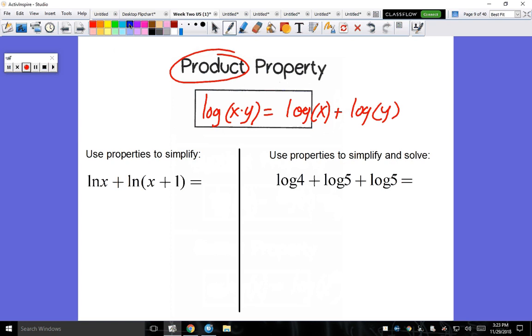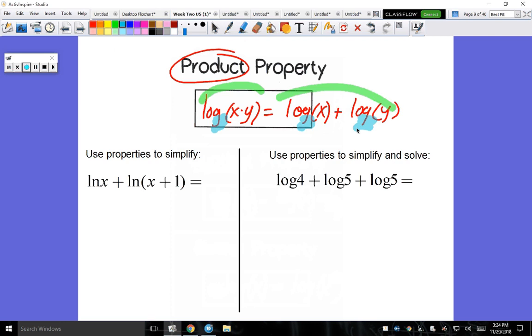First of all, I skipped over something that's very important. These properties only work if blank. What's the blank? Both of them. Isn't there a rule with the parentheses? You're close. You can do this if and only if they have the same base. If they have the same base, same language per se, you can do it.